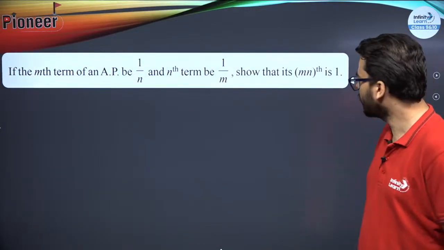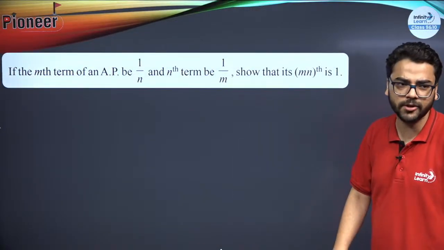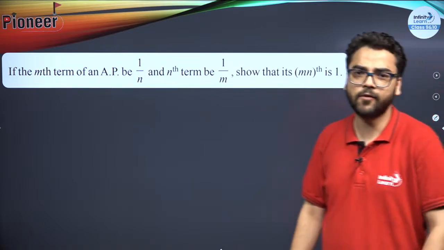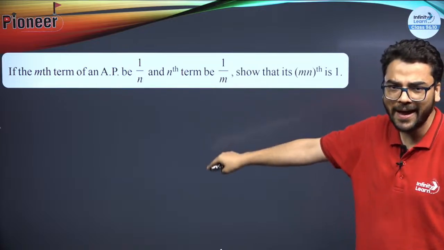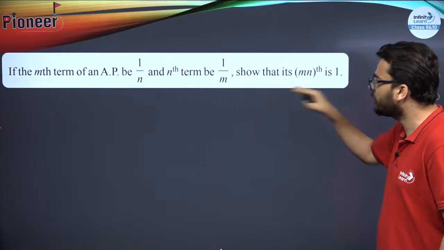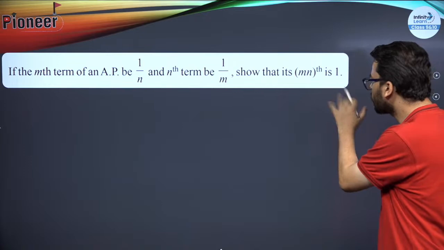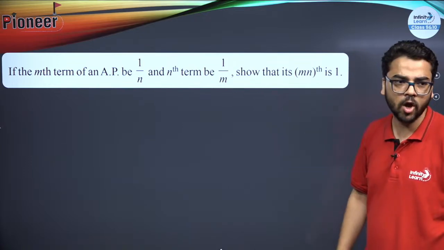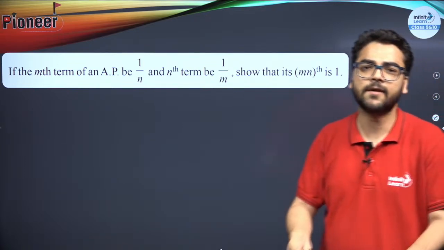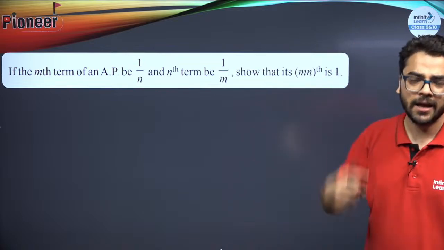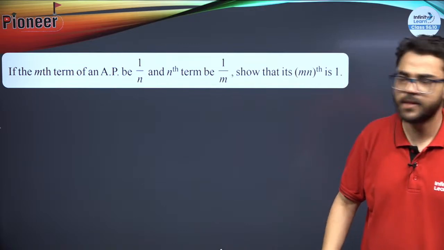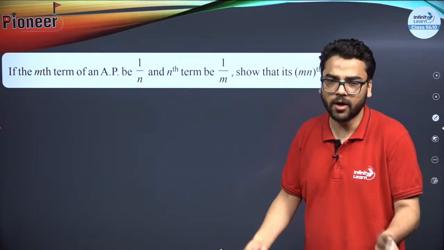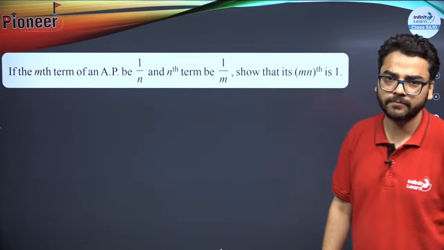This is also an important question, although this is a proof-based question, but it can be asked as an objective question as well. If the mth term of an AP is 1 by n and the nth term is 1 by m, you have to show that the mnth term is 1. Although this is not on the basis of the sum of the first n terms of an AP, this is on the basis of the nth term of an AP formula, right? But this question is important. One of the important questions you'll get in AP.